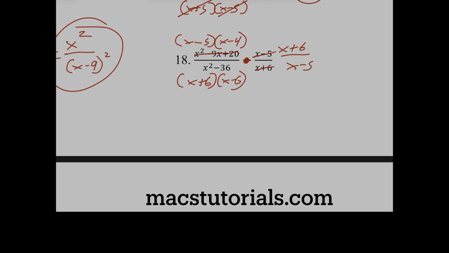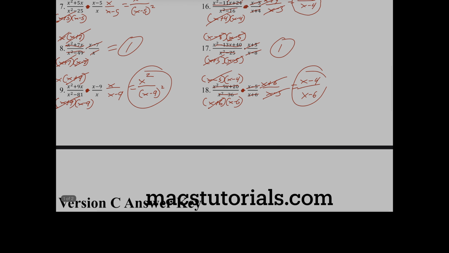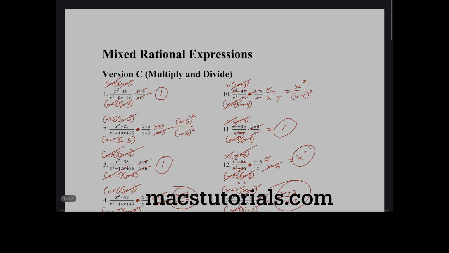Now, don't look at those anymore, okay? All right, cancel away. I have an x minus 5 and an x minus 5. I have an x plus 6 and an x plus 6. Now I'm left with an x minus 4 on top, and I'm left with an x minus 6 on bottom. And my friends, that is how you do it, all right? So there we go. That's version C.